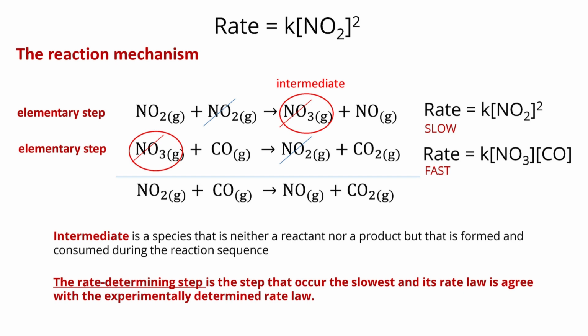Now, what's the rate law for the slow step, step 1? It's an elementary step, a bimolecular collision of two NO2s. So its rate law should be rate = k[NO2][NO2], which is k[NO2]^2.